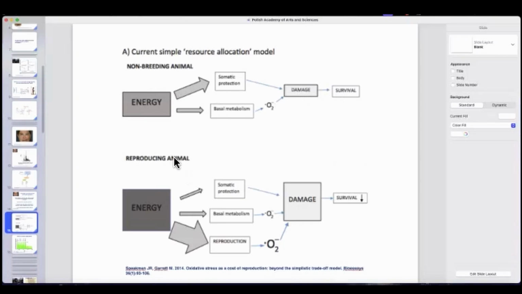He breaks this out in terms of if you contrast this with a reproducing animal, and you look at how much energy actually goes to reproduction and how reproduction can contribute to reactive oxidative species and oxidative stress, and actually increase the damage done by oxidative stress compared to a non-breeding state. So this is a simple model that he developed that we built on to develop our understanding.